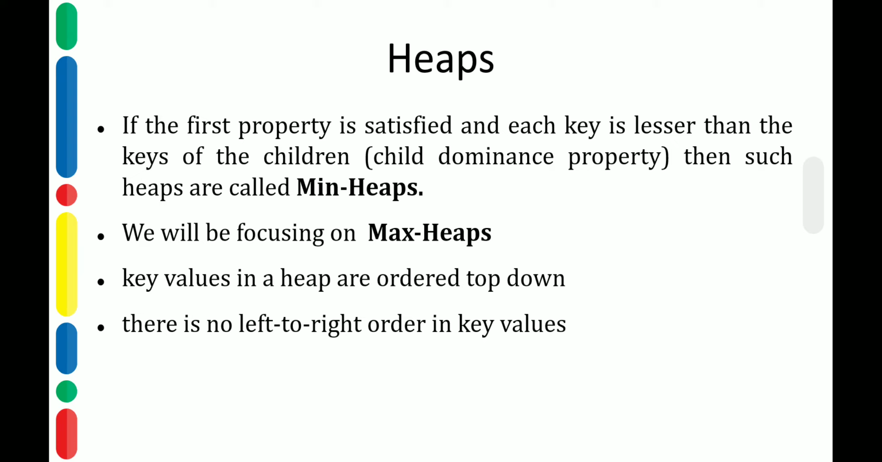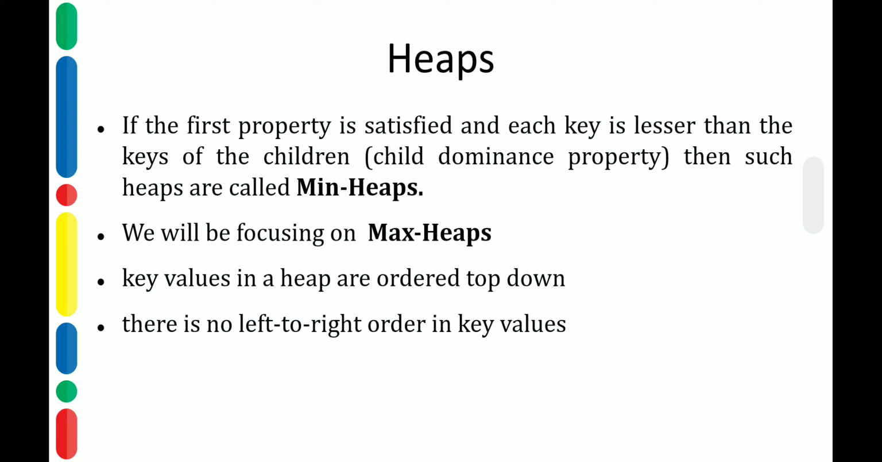On the other hand, if the first property is satisfied, that of being an essentially complete binary tree, and the child dominance property is satisfied, meaning every child node in the heap is larger than its parent, then such a heap is called a min heap. But for our examples and discussion for heap sort, we will be using the concept of max heaps, and hence we will be focusing on max heaps only.